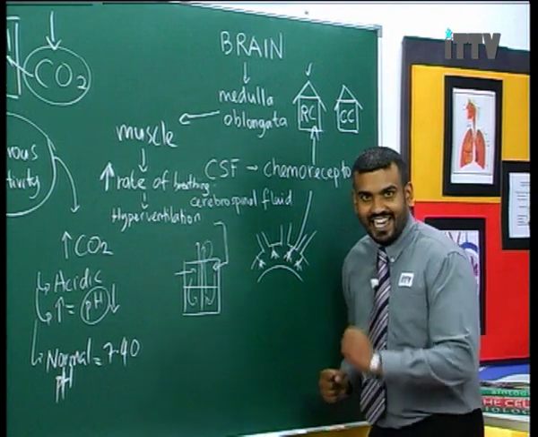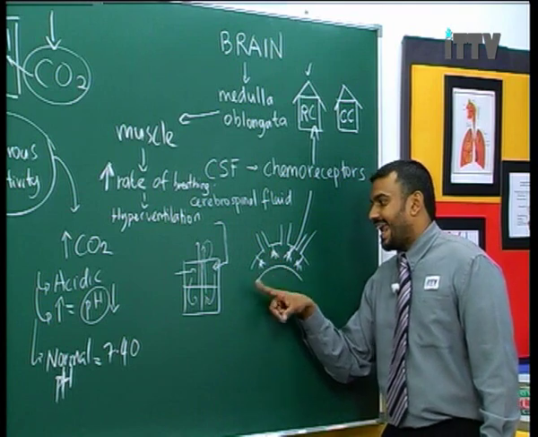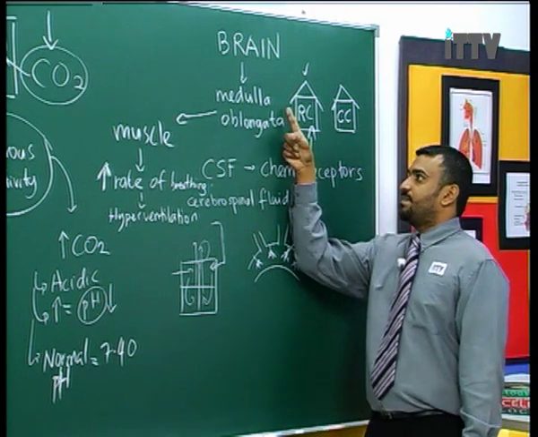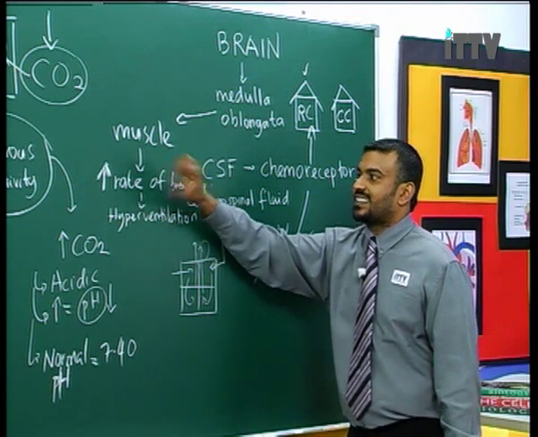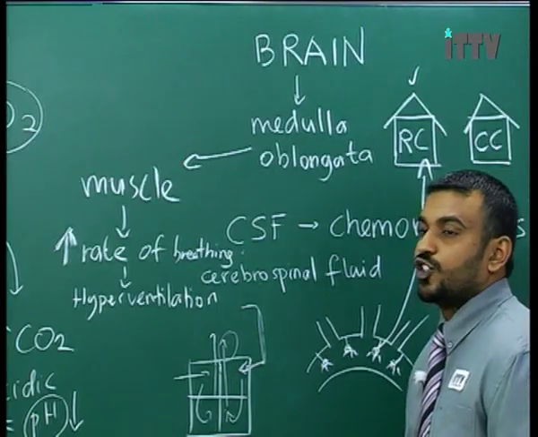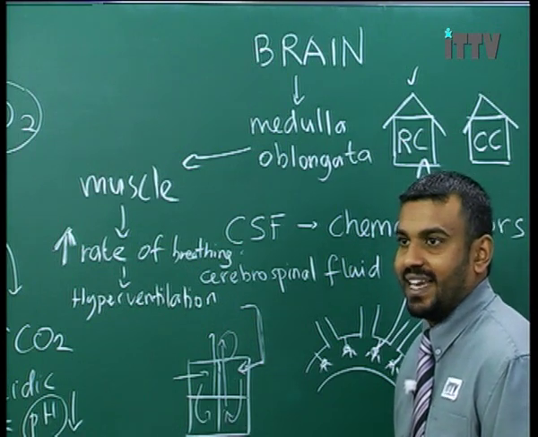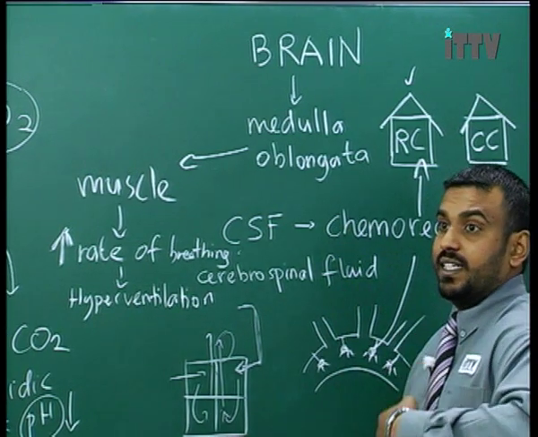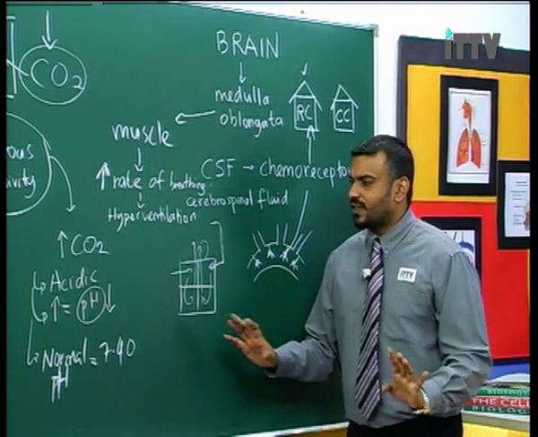So, when the person was running, pH dropped because of accumulation of carbon dioxide, and chemoreceptors in the aortic arch picked up the stimuli. What happened? The respiratory center in the medulla oblongata sent impulses to the muscles to contract and relax faster, increasing the rate of breathing. Hyperventilation occurs. What is that? At the end of the 100-meter race, what will happen? The person will start to pant. Hyperventilating is panting. Take in a lot of oxygen, exhale a lot of carbon dioxide. You get the idea? It's quite simple.